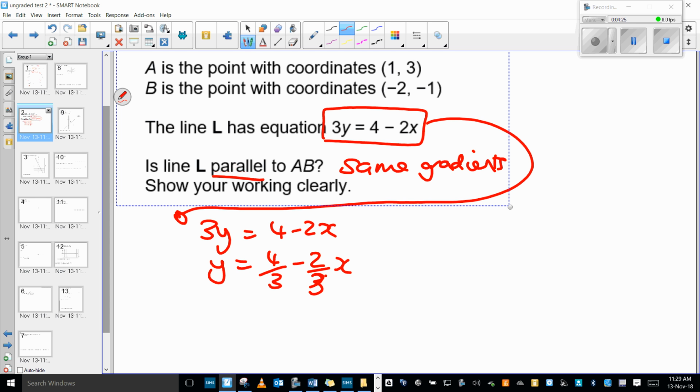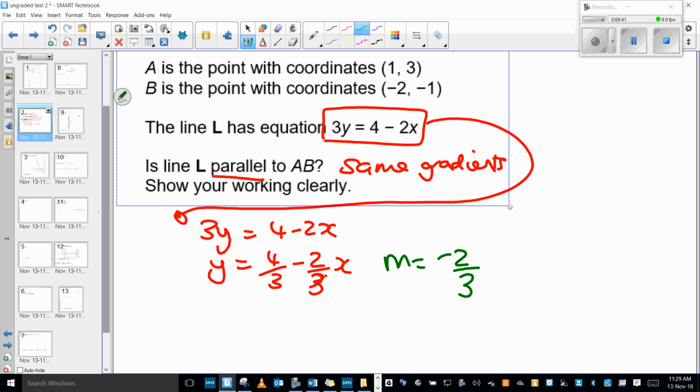We're only interested in the gradient. So it doesn't matter what this number here is. What is the gradient of this line now, Jodie? Okay, so gradient for this one, thank you, is negative 2 over 3.